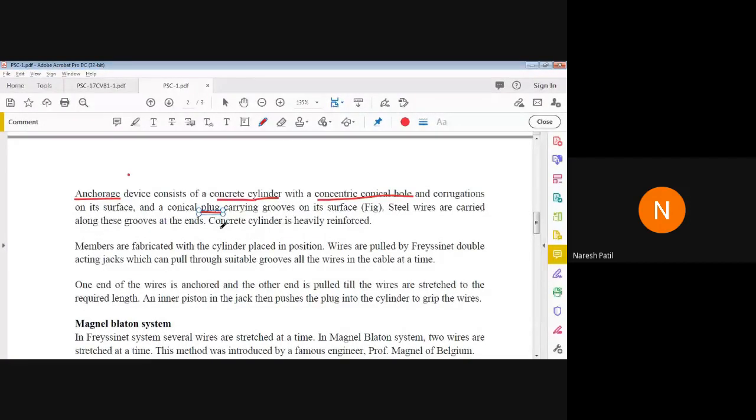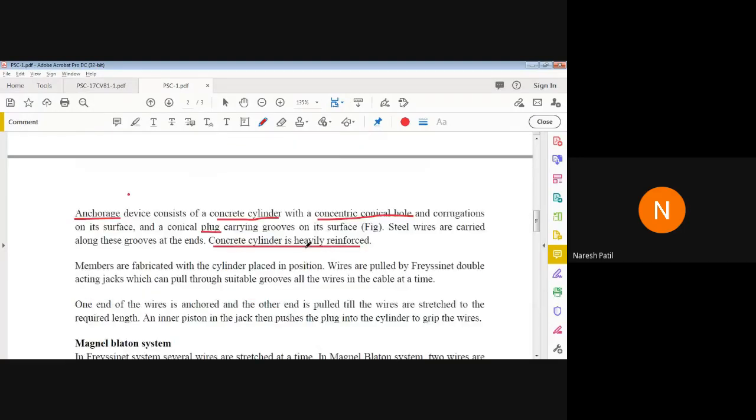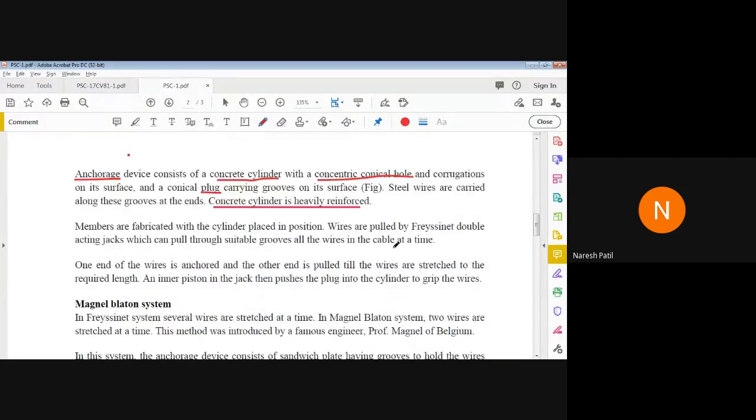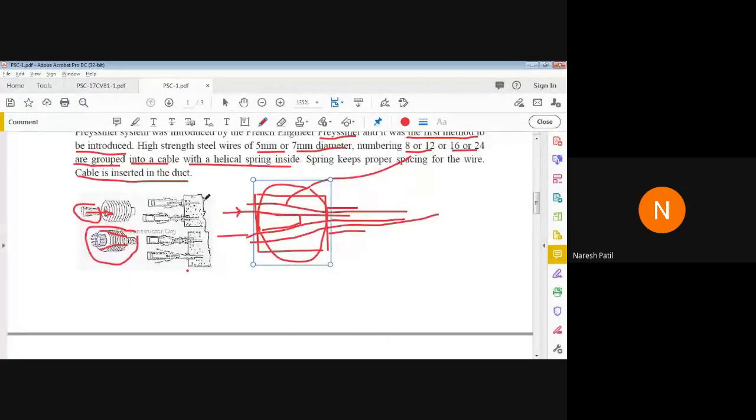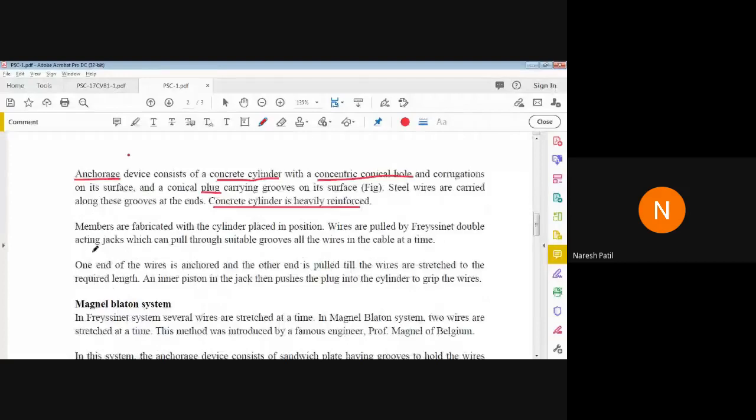The concrete cylinder is heavily reinforced, because whatever force is applied will be transferred over this cylinder. Then the members are fabricated with the cylinder placed in position. Wires are pulled by the Freyssinet double acting jack. So these wires will be pulled outside, by using the double acting jack.